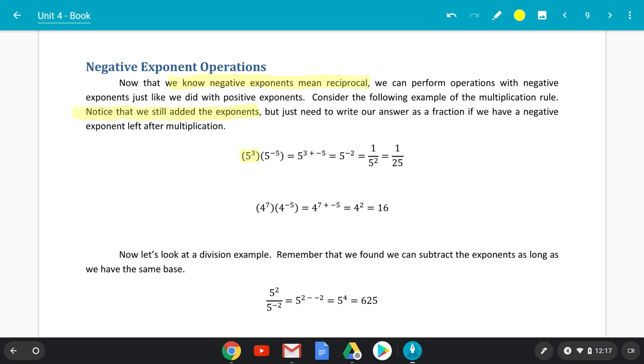For example, 5 cubed times 5 to the negative 5. We add those: 3 plus negative 5 is 5 to the negative 2. We don't like the negative, so we write the reciprocal of it, which is 1 over 5 squared, or 1/25. Again, multiplying 4 to the 7th times 4 to the negative 5th, we add those two exponents to get 4 squared, which is 16.